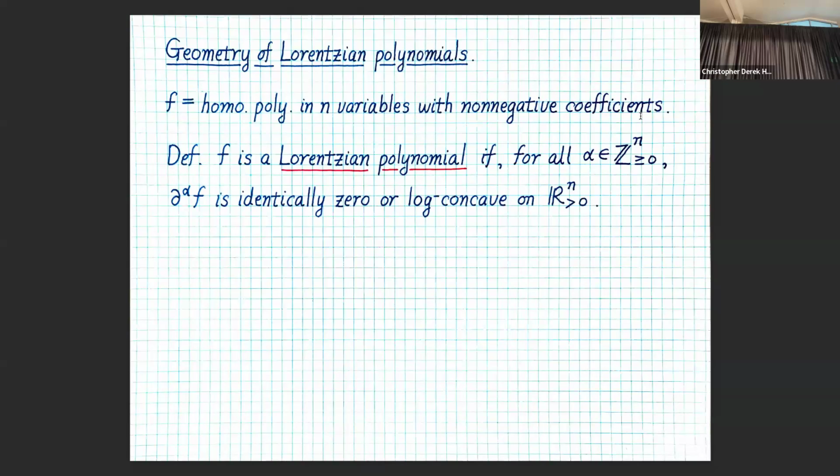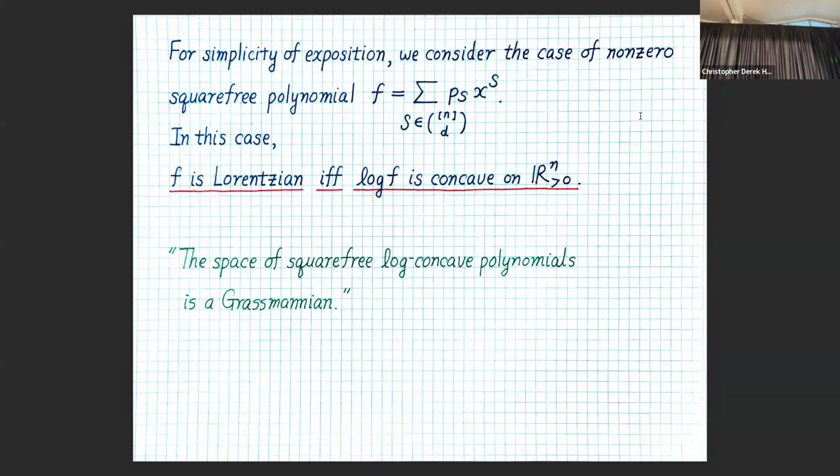For example, if alpha is (1, 2, 1), you take the partial derivative with respect to the first coordinate one time, the second coordinate two times, and the third coordinate one time. And you require that the result be log concave. But for simplicity of exposition, we're going to focus only on the case of square-free polynomials, where the language reduces to simpler, or at least more familiar, language of matroids.